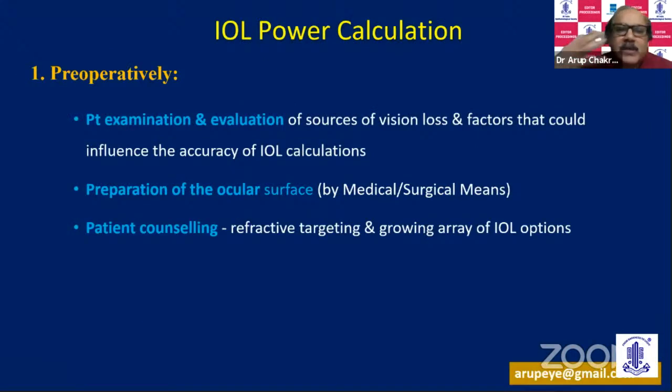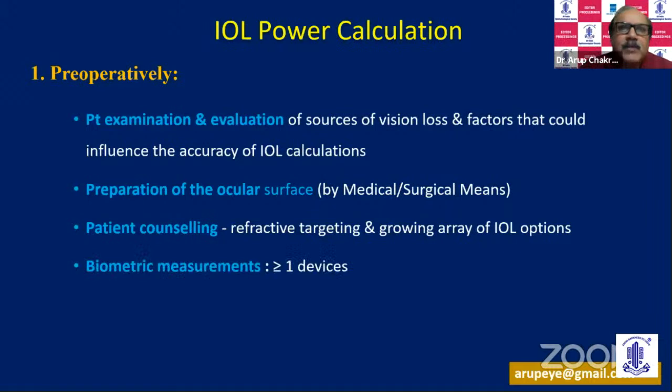Patient counseling, as always, is a very important aspect, because it's not always that the patients look for the emmetropic target. Some of us believe in monovision, and then the refractive targeting would include a little bit of myopic target if you're thinking about some of these premium intraocular lenses, for example, extended depth of focus lenses.